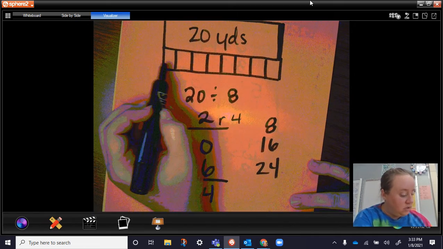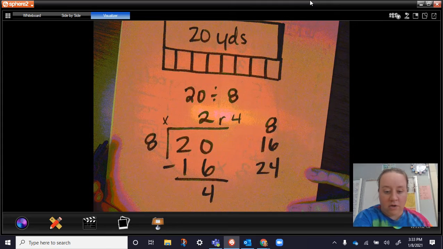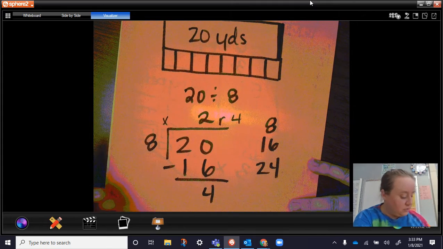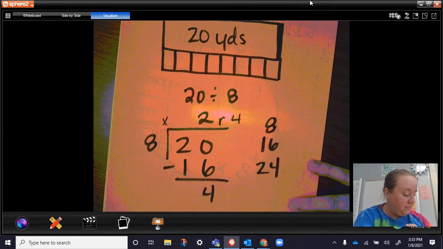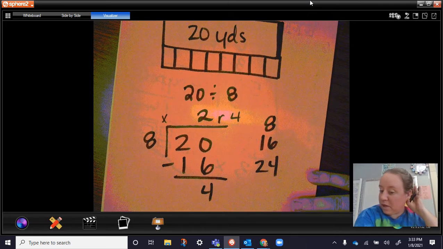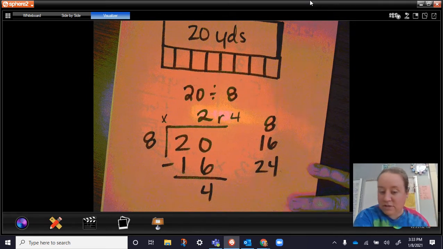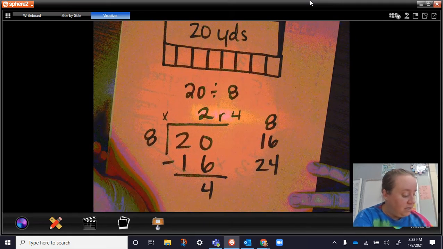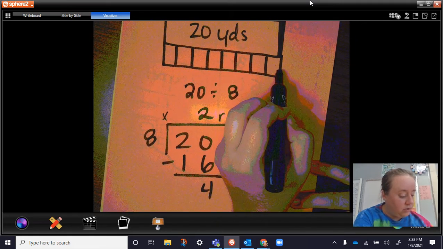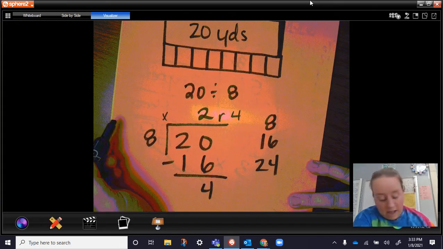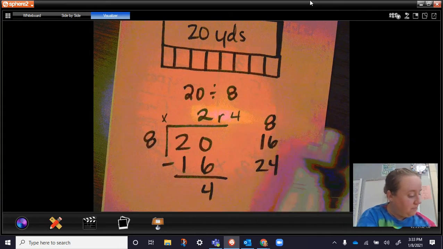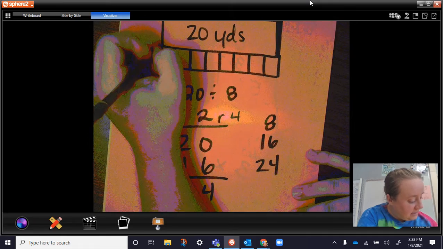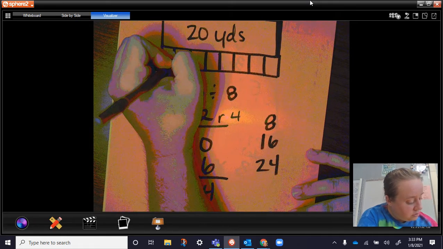Well, I need to know how much each of these are. So I have to use this remainder, and I'm going to think about it. It's kind of like the pizza problem we did, where we had to choose. We had to put it into a fraction, because I'm using all 20 yards. So here each one is at least 2 yards.